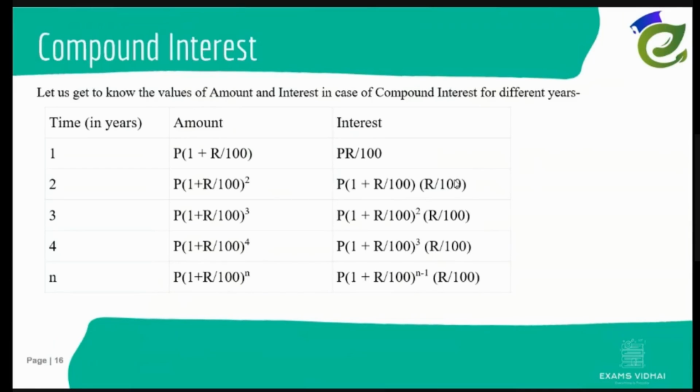Now let us get to know the values of amount and interest in case of compound interest for different years. For 1 year, the amount will be P into (1 plus R by 100) and the interest is PR by 100. For 2 years, the amount will be P into (1 plus R by 100) whole square and the interest will be P into (1 plus R by 100) into R by 100, and it goes on till n years. Now for n years, the amount will be P into (1 plus R by 100) whole power n and the interest will be P into ((1 plus R by 100) whole power n minus 1) into R by 100.